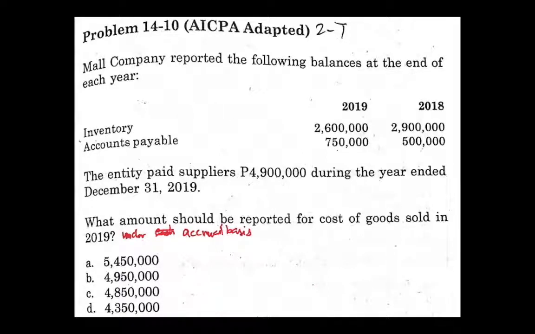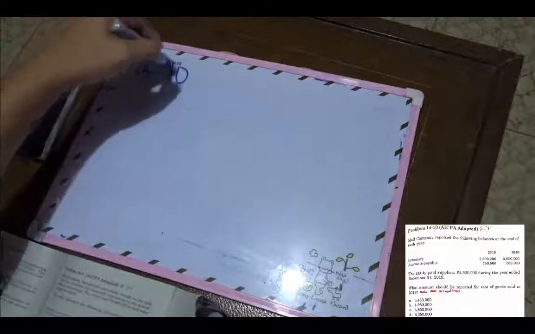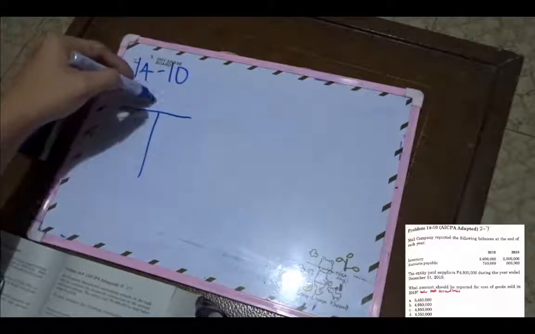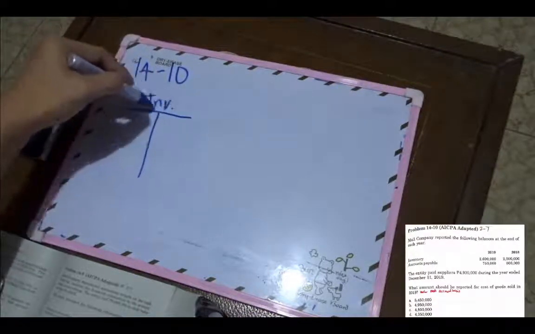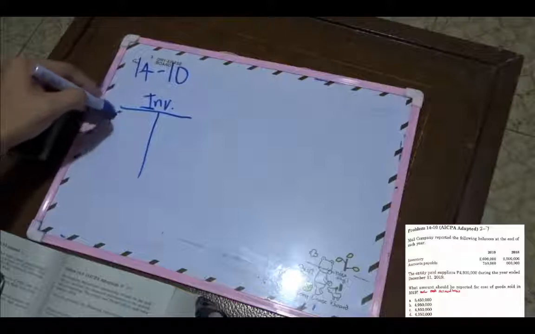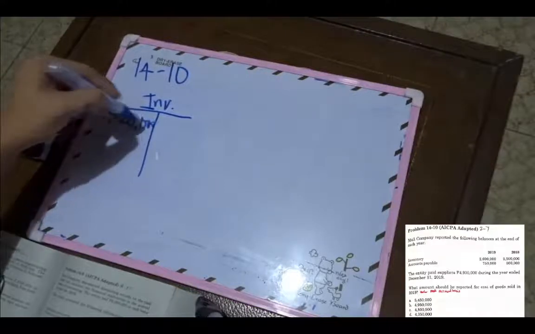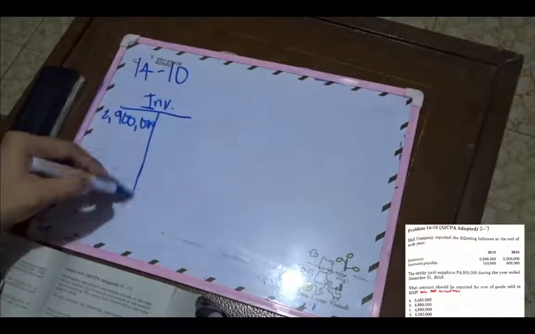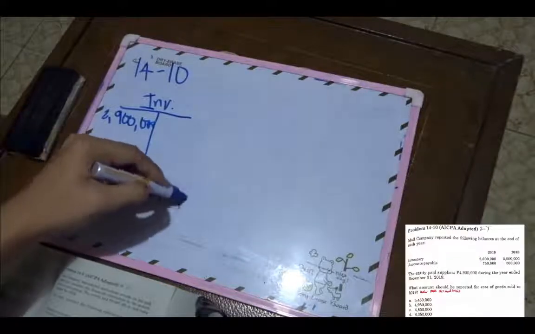Question is, what amount should be reported for cost of goods sold in 2019? So basically, it's 14-10. Talk about cost of goods sold. The T account we will use would be inventory. So you have beginning amount of 2,900,000, ending balance of 2,600,000.